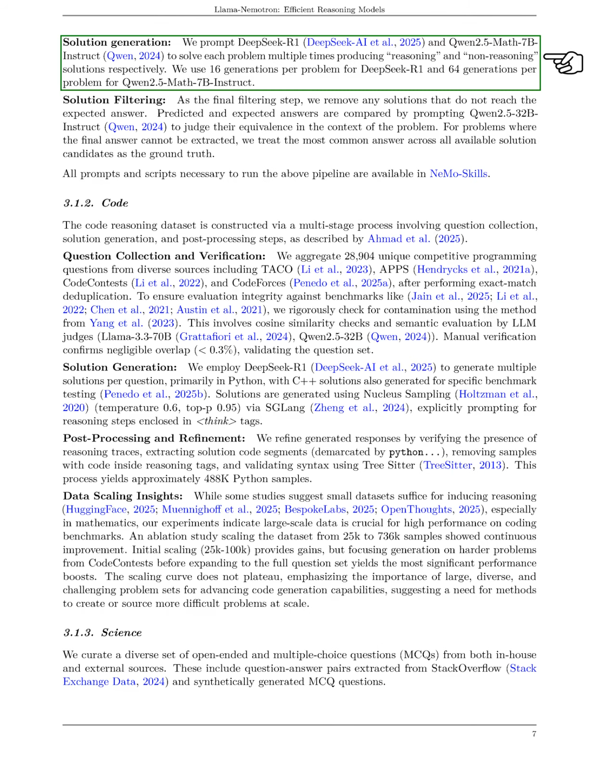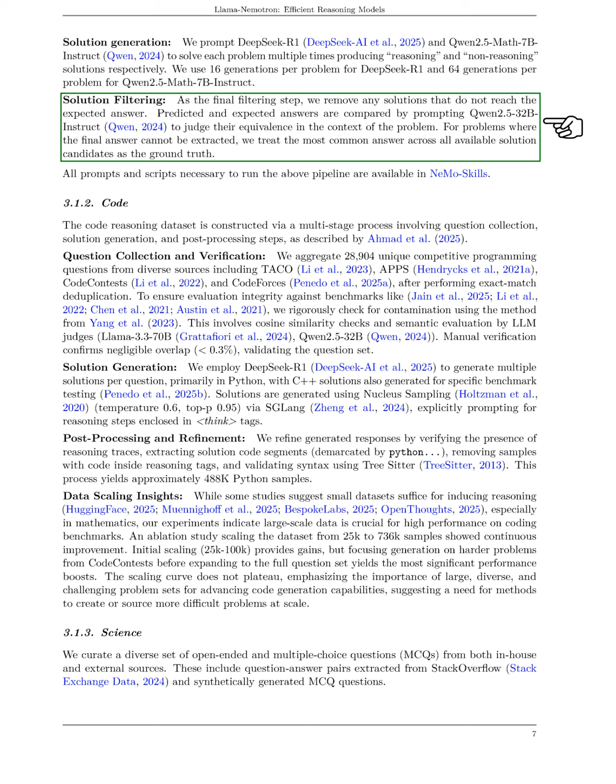For solution generation, we prompt two models, DeepSeek R1 and Qwen 2.5 Math 7B Instruct, to solve each problem multiple times, producing both reasoning and non-reasoning solutions. We generate 16 solutions per problem with DeepSeek R1 and 64 with Qwen 2.5 Math 7B Instruct. In the solution filtering step, we discard any solutions that do not match the expected answer.